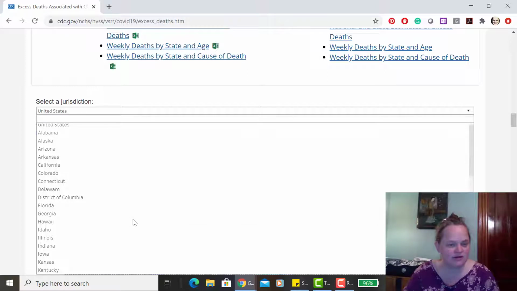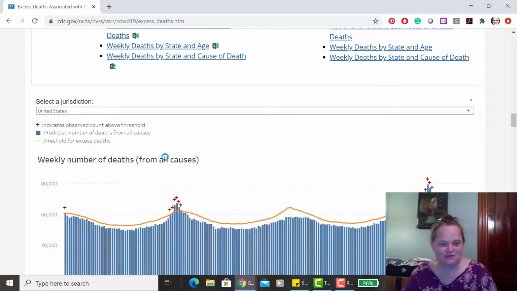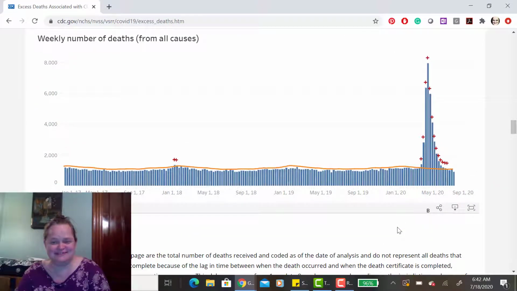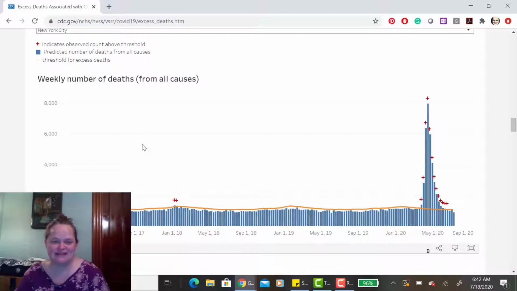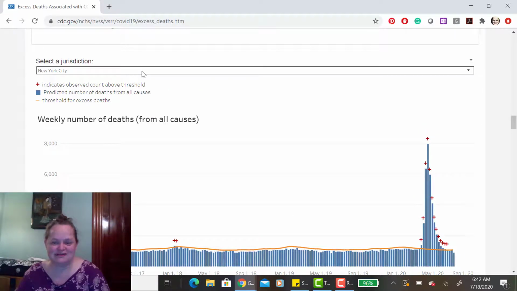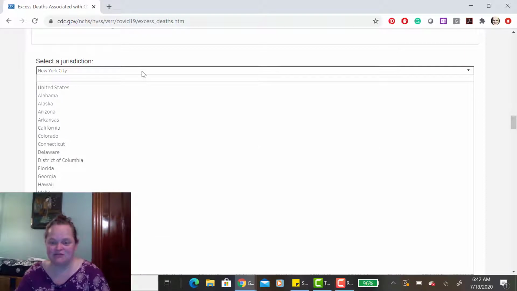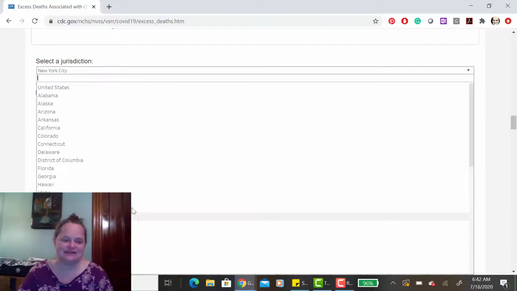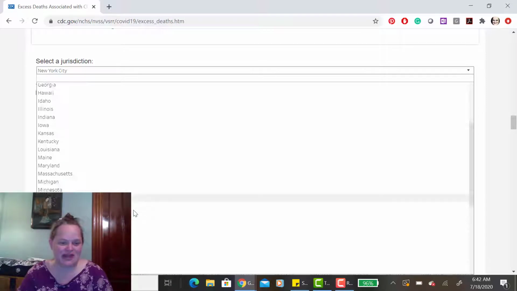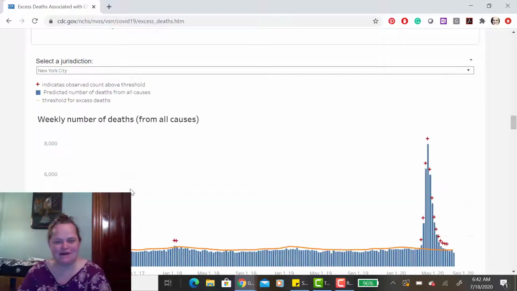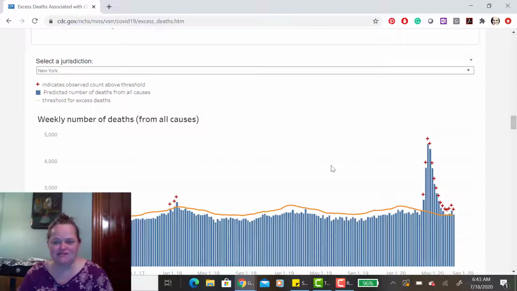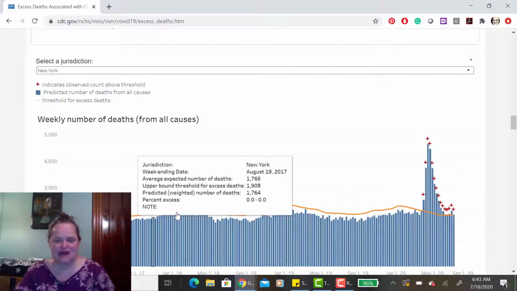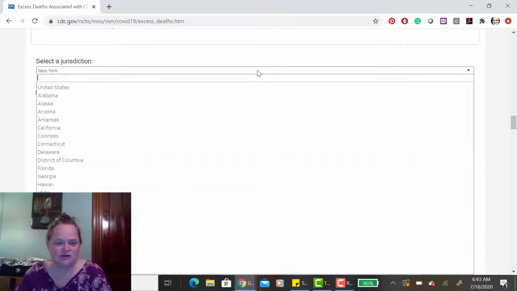We've got Puerto Rico, District of Columbia, and New York City is its own. So let's pick New York City. Yeah, that's really, really bad. That's several hundred percent excess deaths. So that's New York City. That's very extreme. It has been the worst, and nothing has come close to it yet. So let us look at New York, which is the state minus the city. Okay, this is still very pronounced, but not as bad percentage-wise as New York City.